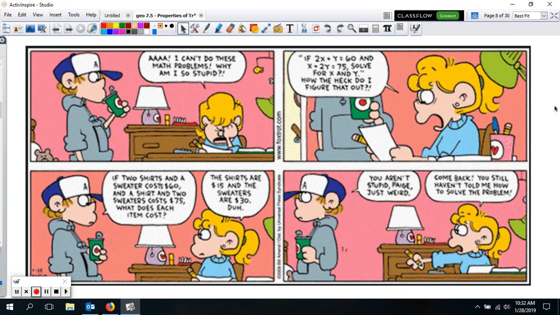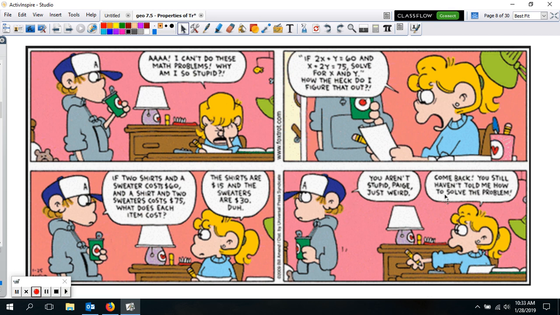Start us off here. Just Foxtrot is the name of this one. If you're not familiar, it's about a family, and so this is a brother and sister. He's the older brother. She's the younger sister. She's doing some math. I can't do these math problems. Why am I so stupid? If 2x plus y equals 60 and x plus 2y equals 75, solve for x and y. How the heck am I to figure that out? If two shirts and a sweater cost $60 and a shirt and two sweaters cost $75, what does each of them cost? Which does each item cost? Well, the shirts are $15 and the sweaters are $30. Duh. You aren't stupid, Paige, just weird. Come back, you still haven't told me how to solve the problem.